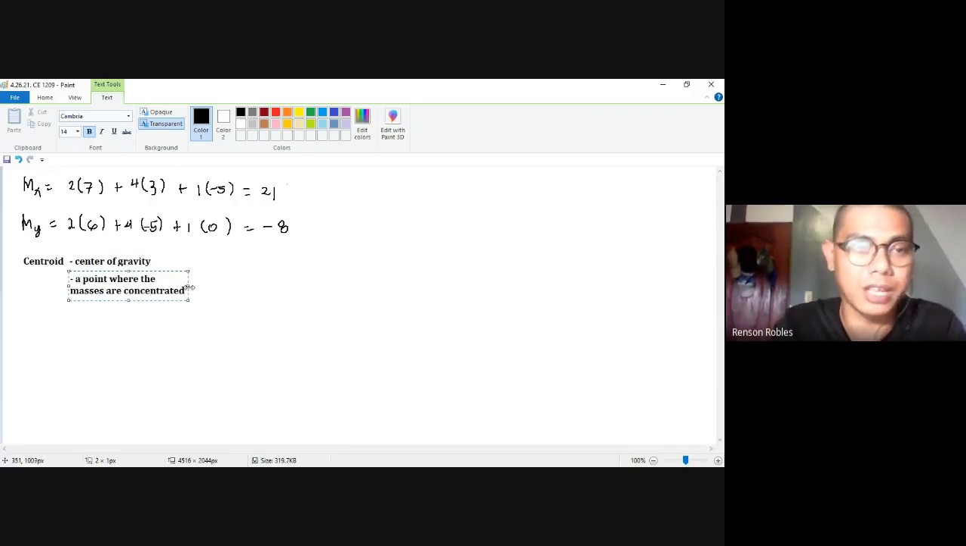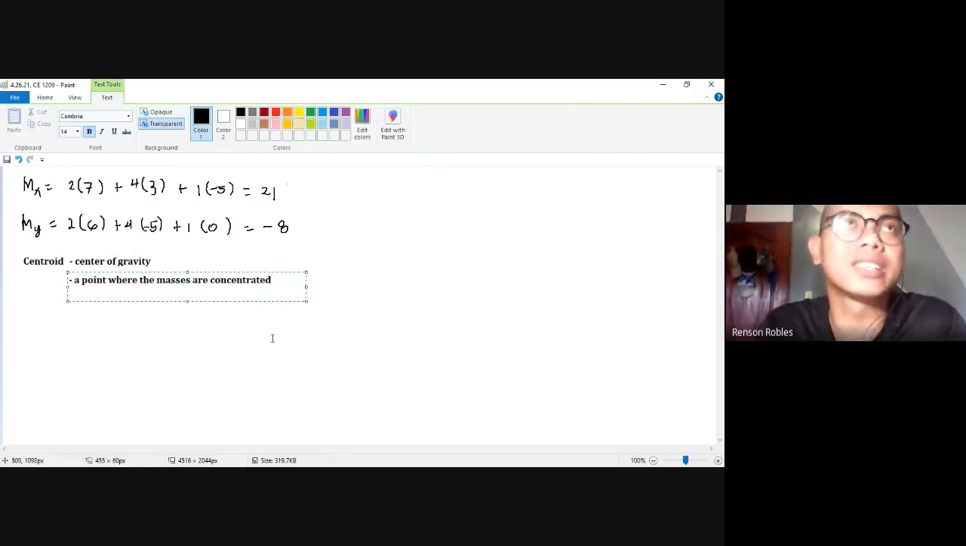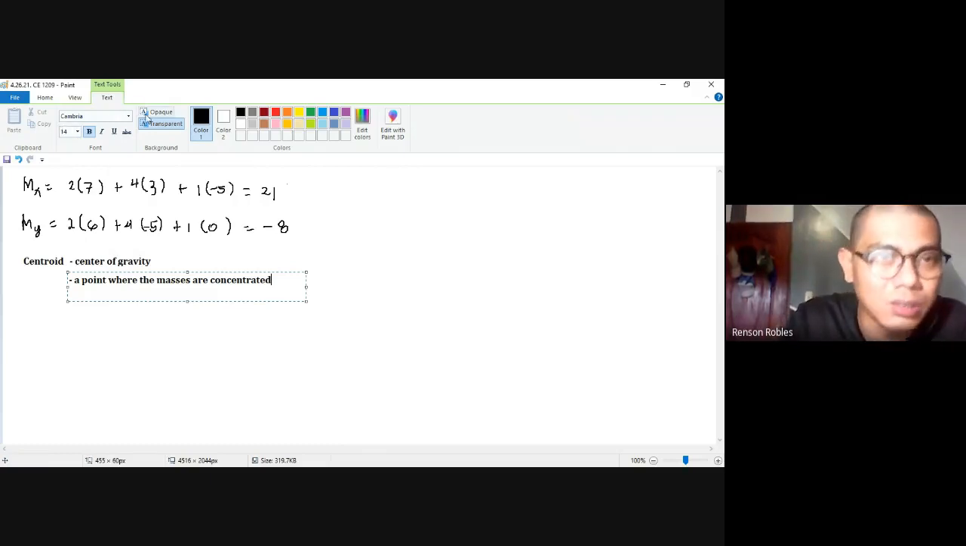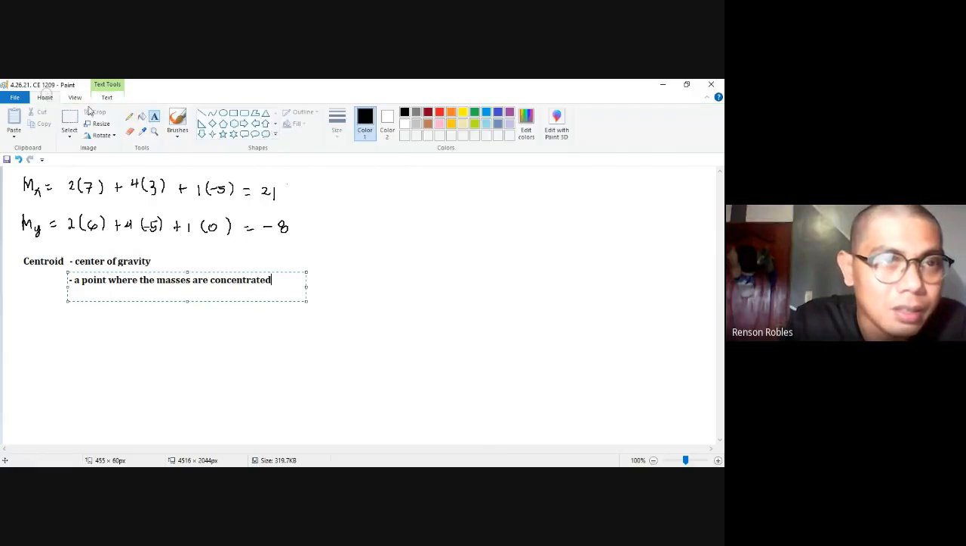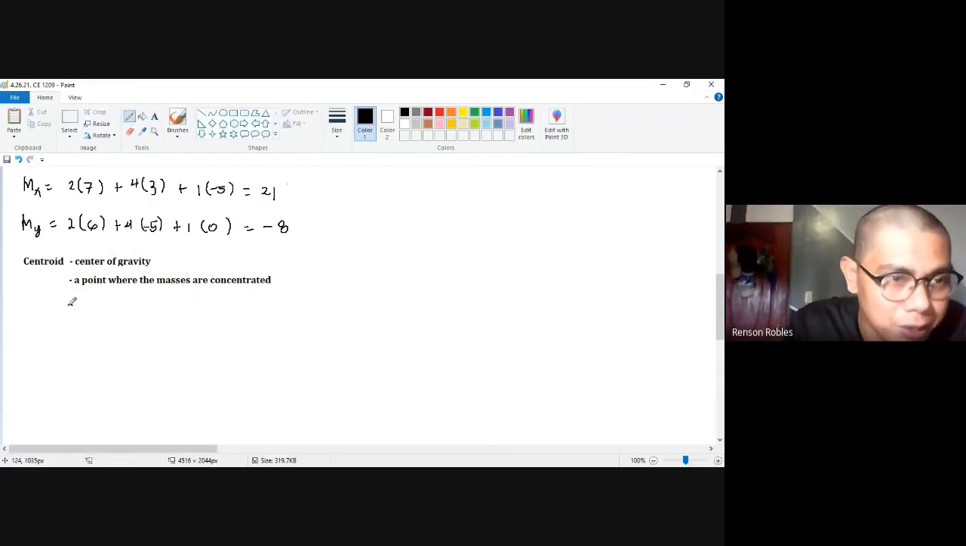Okay? So, ibig sabihin, if we stand all in, say for example, a platform, tumayo tayong lahat sa platform, and then we exerted a force because we have masses. And then there is a point on the platform wherein our masses will be concentrated. And that point is what we call centroid. And that is denoted by this notation. It's a point, so it must be written this way: bar x, bar y.